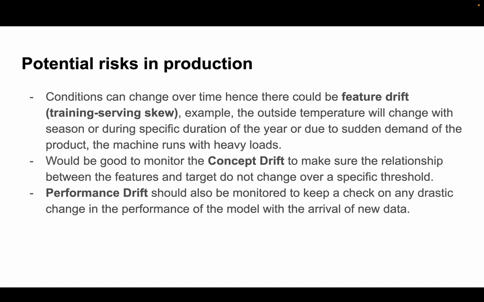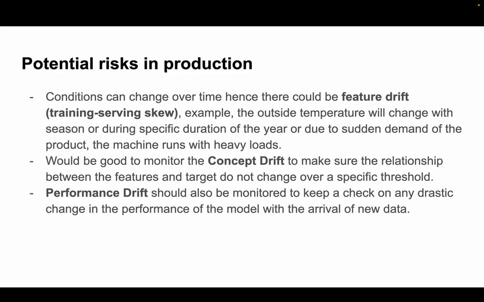Now, potential risks in production. Feature drift could be a very important aspect to monitor because outside temperature might change with the season or during a specific duration of the year, or due to a change in demand for the product. The machine runs in heavy load, or when there is a very drastic reduction in demand, the machine runs with a very light load, right? So there is a drift in how my features will change. So feature drift will be a good thing to monitor continuously.